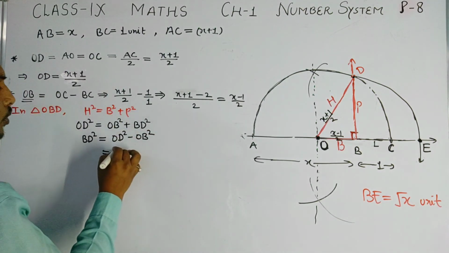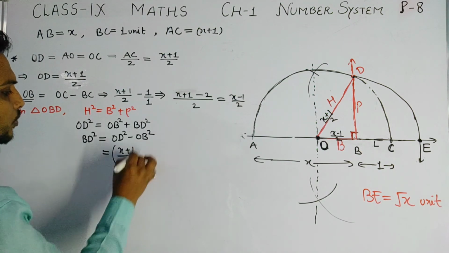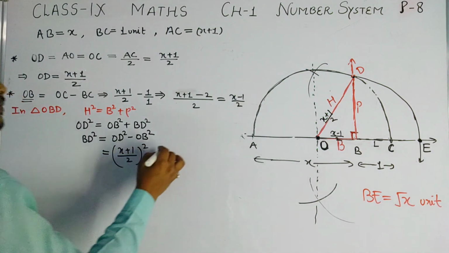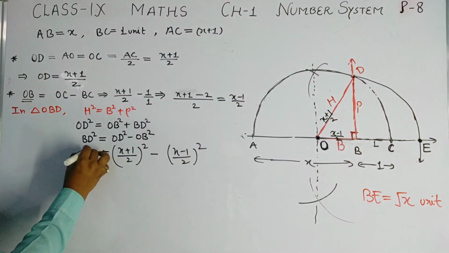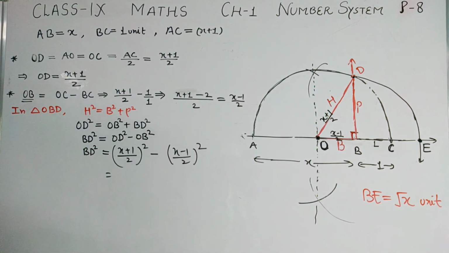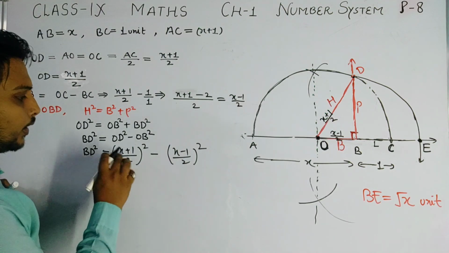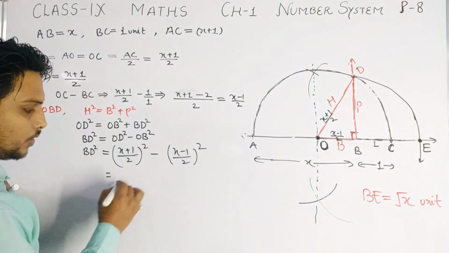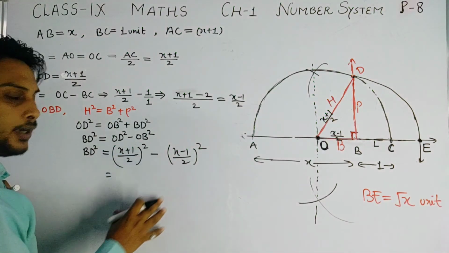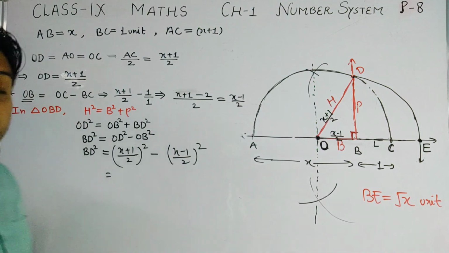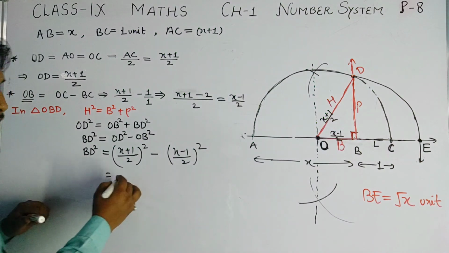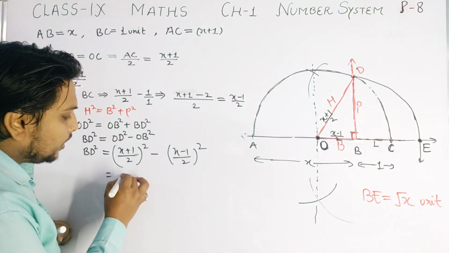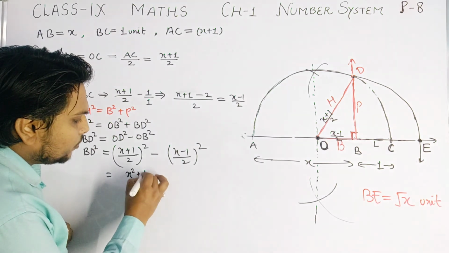OD is ((x + 1)/2) whole square, minus OB square, which is ((x - 1)/2) whole square. So this is BD square. Now we have to solve this. Let us solve it. (x + 1)/2 whole square, if we expand it, what will we get? We will get a square plus b square.